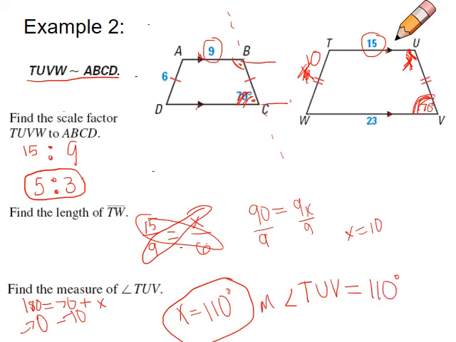I want to make sure that the measure of angle TUV is equal to 110 degrees. So this is my final answer. Whenever we're trying to find the measure of angles, I should have said this at the beginning, we don't use our proportion. We can't use our proportion. We just know that because the two images are similar, these angles are in fact congruent.